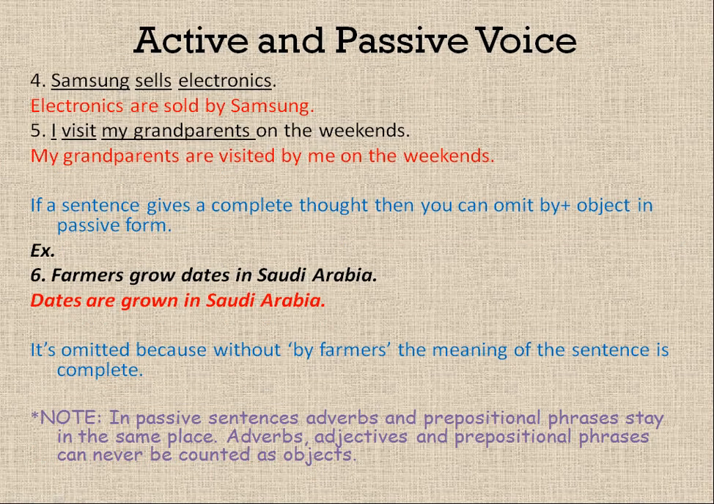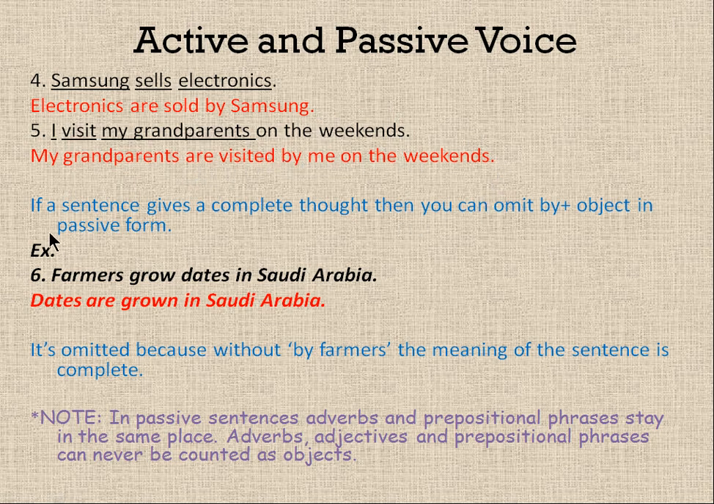In sentence number 4, Samsung sells electronics. Electronics is an object here, so it will go to the subject place. They are plural, so are. The past participle form of sell is sold, so electronics are sold by Samsung. I visit my grandparents on the weekend. My grandparents are visited by me on the weekends.